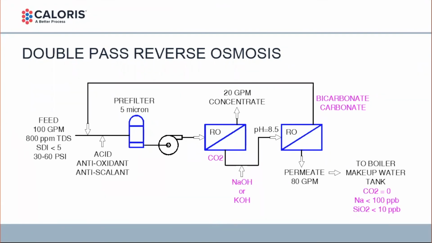You'll run that back to the feed side of the first RO, and the second pass permeate is going to give you much better quality water with CO2 of basically 0. It's going to have a sodium of less than 100 ppb and silica of about 10 ppb. And usually this operation is for a high pressure boiler, and this will be excellent feed quality in front of a DI system if you needed purified water.